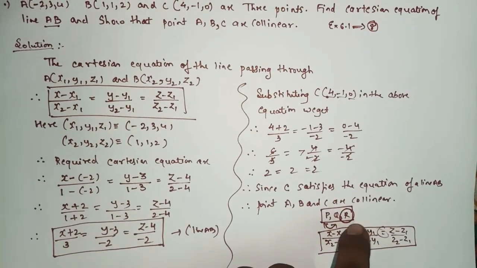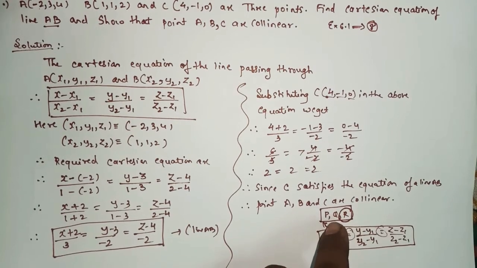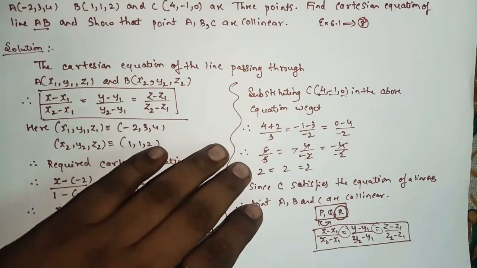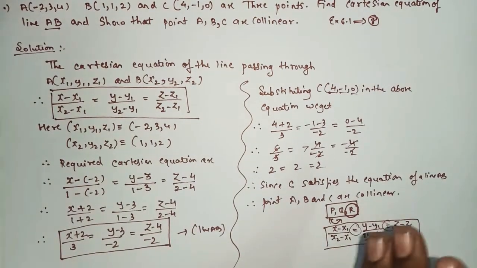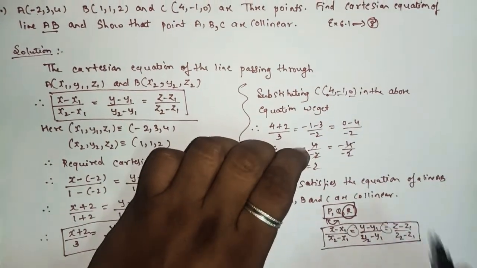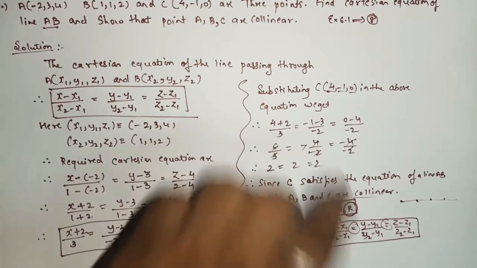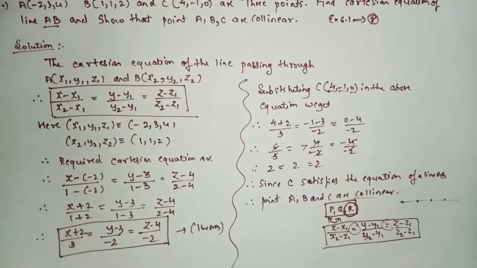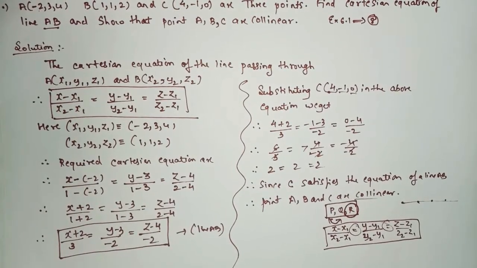So that means if the third point satisfies the equation when we substitute it, and we get all the ratios equal, then only we can say the points are collinear. Collinear means all the 3 points lie on the same line. Okay, so in this way you can show that the 3 points are collinear. So now we'll move on to the next sum.